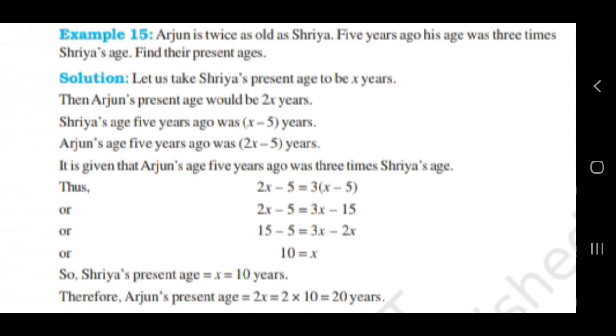Arjun is twice as old as Riya. 5 years ago, his age was 3 times Riya's age. Arjun is twice as old as Riya means the present age of Arjun is double the age of Riya. Then 5 years ago, before 5 years, his age was 3 times Riya's age.